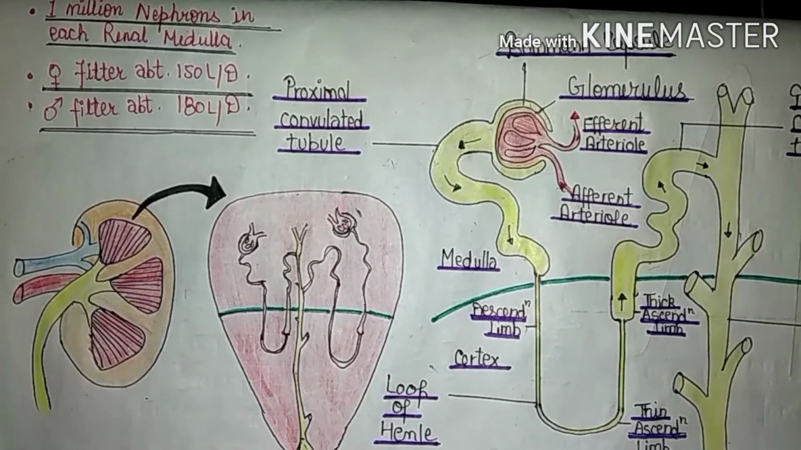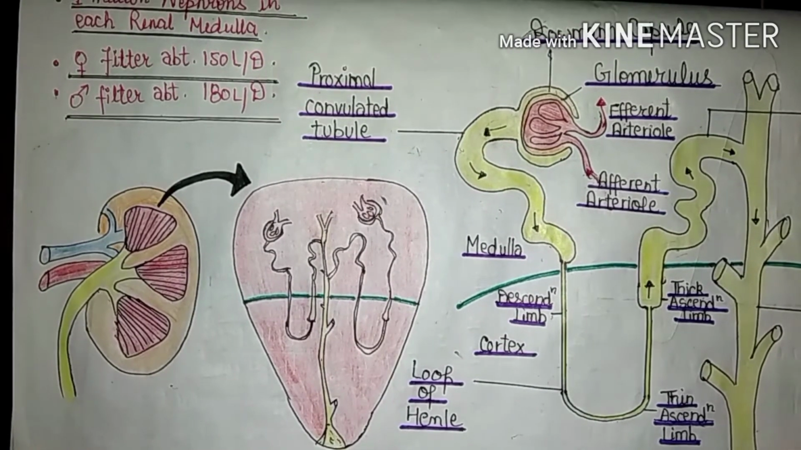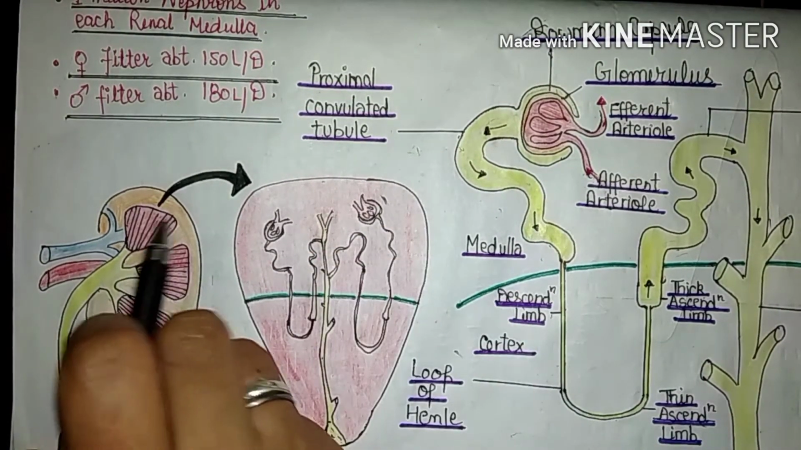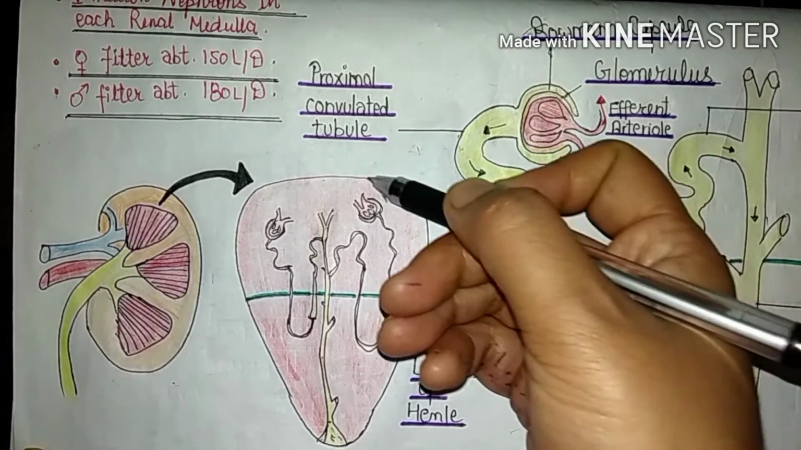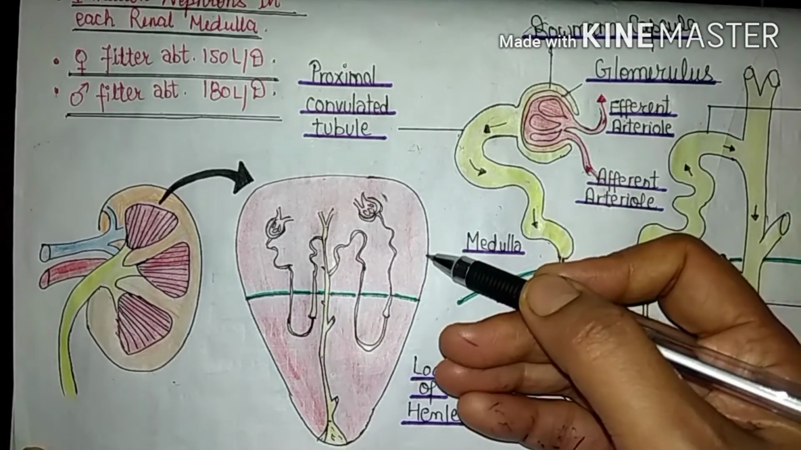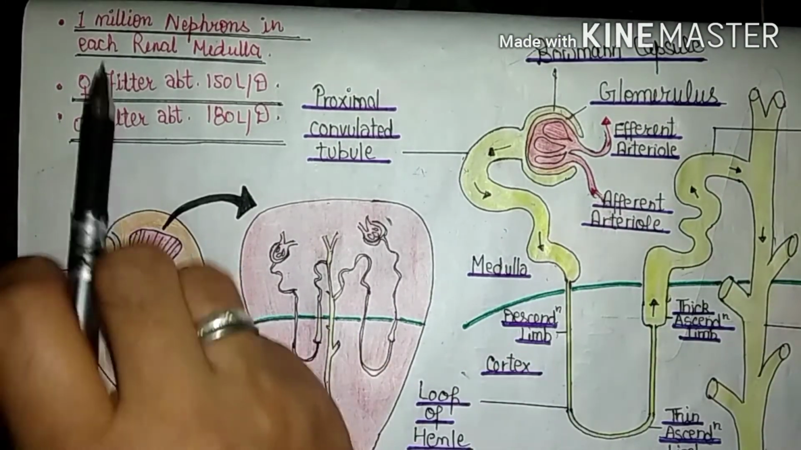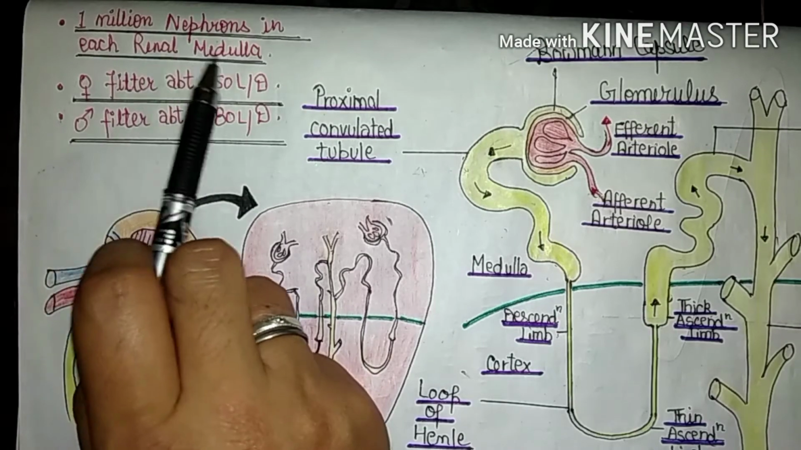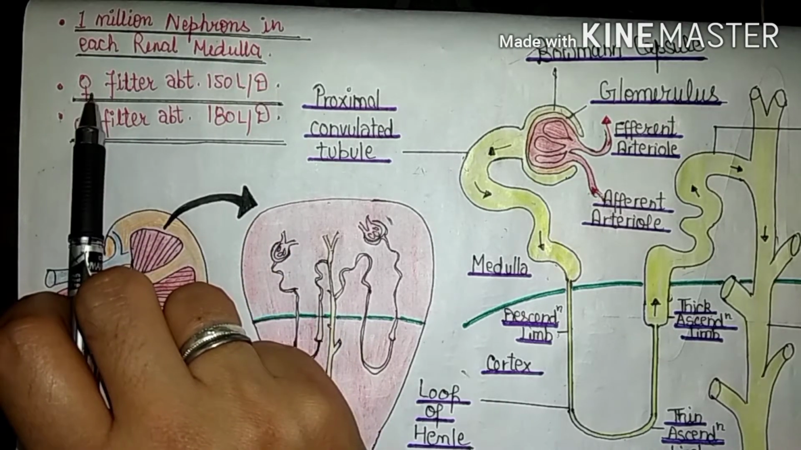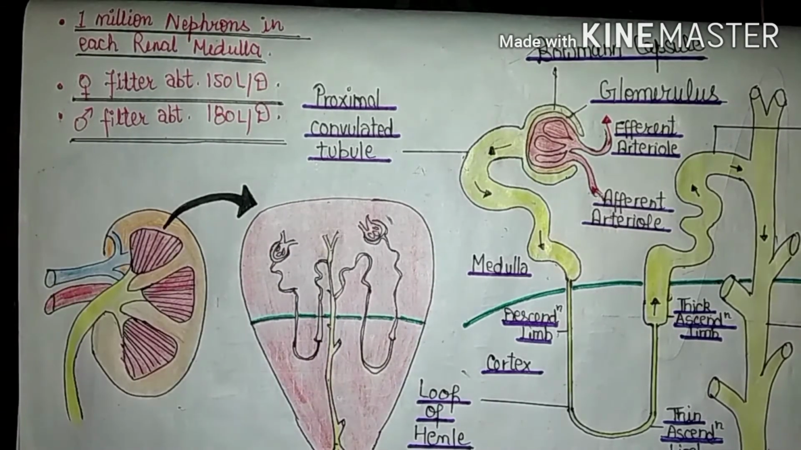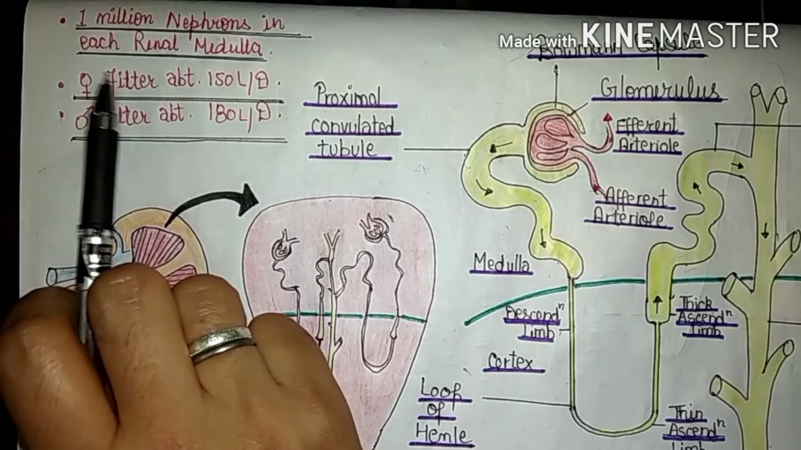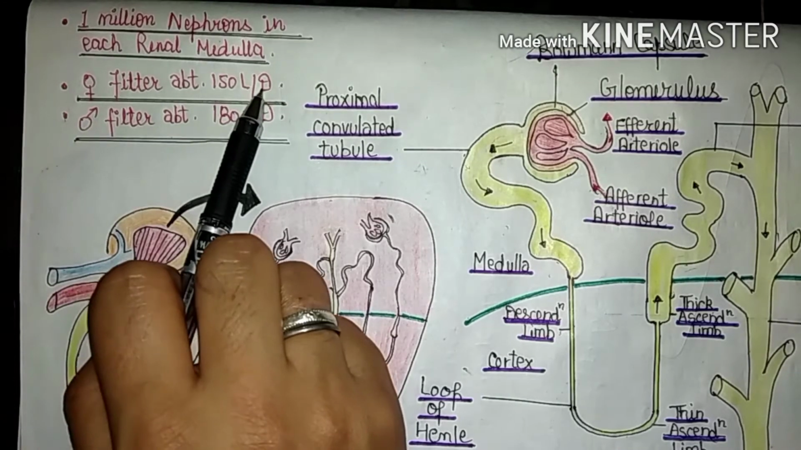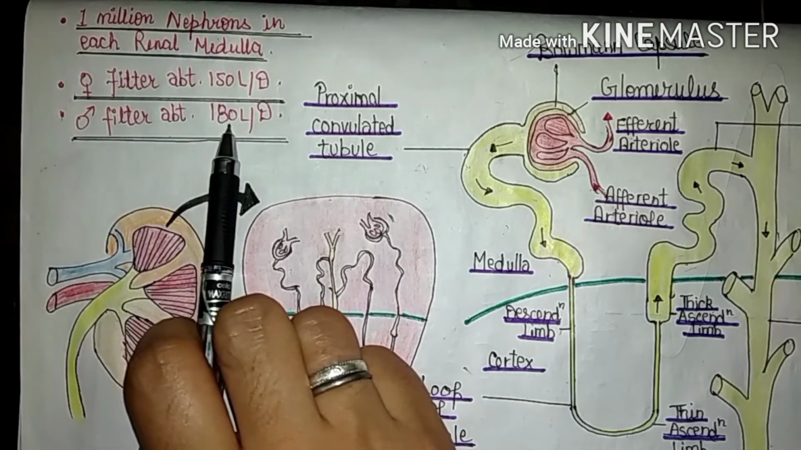So here is the nephron. This is the kidney, and this is the renal medulla, illustrated over here. There are about 1 million nephrons in each renal medulla, and they all work conjointly. In females, they filter about 150 liters of blood per day, and in males, about 180 liters of blood per day.